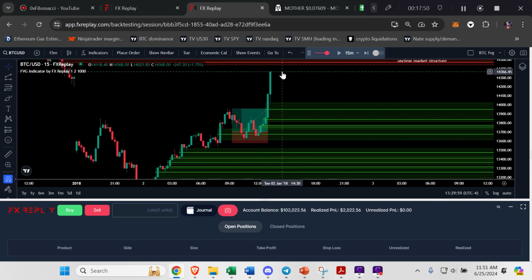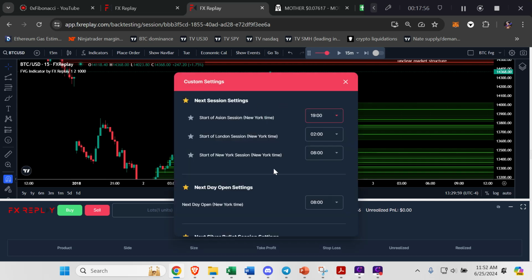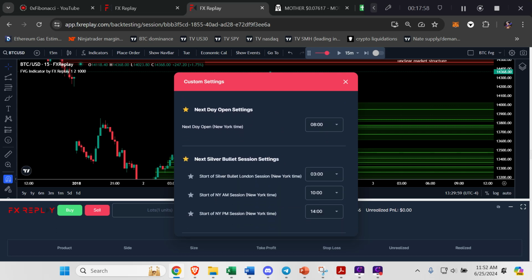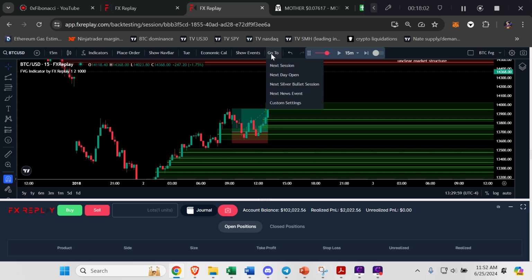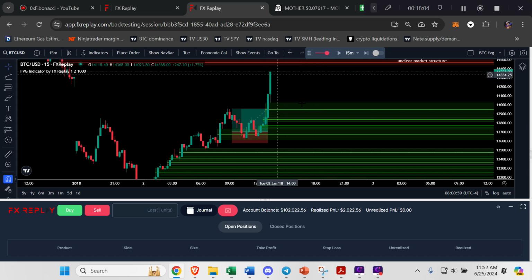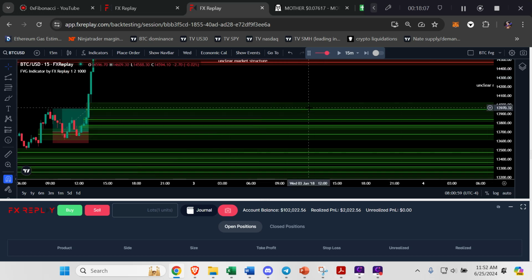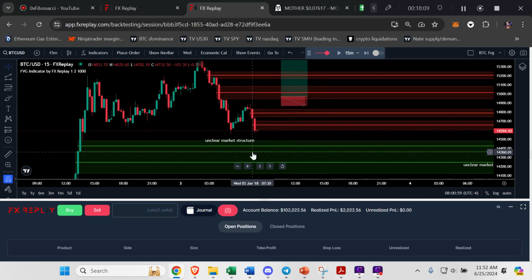That's really the only trade for this day. So the easy way to get to the next day is these go-to things appear, and you can customize these to change whatever times you want relative to what you're testing. I think I've already adjusted this, but I'm going to just go to next day open. It should take me to the next New York open. So we're at 8 a.m. Eastern, which is when we want to start.